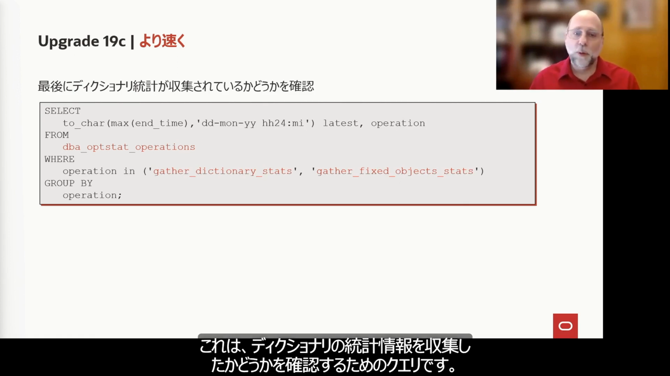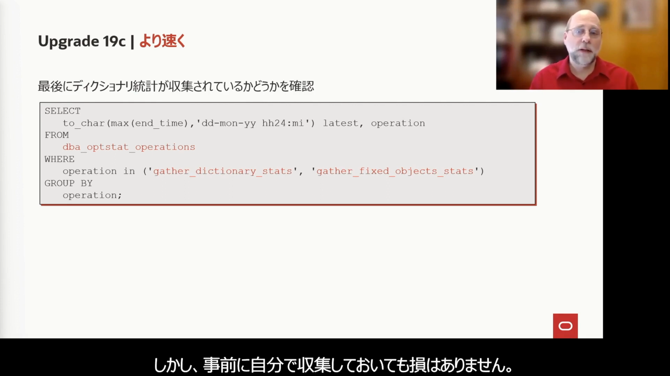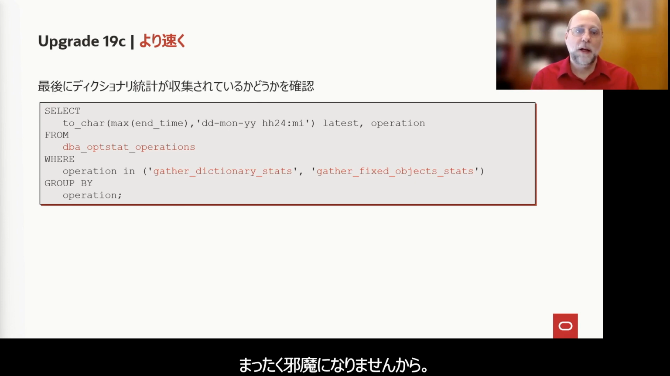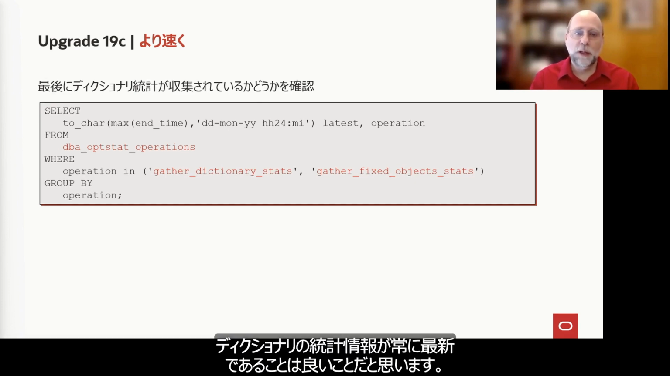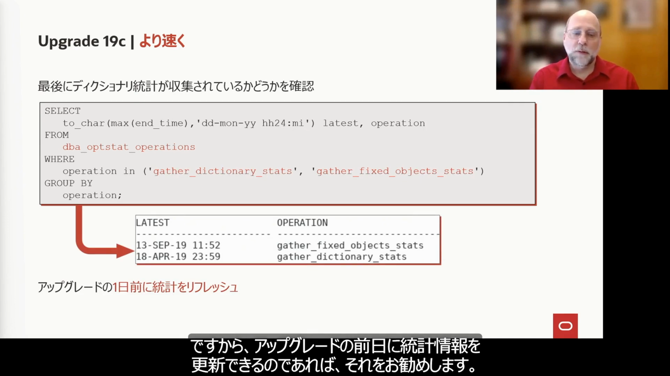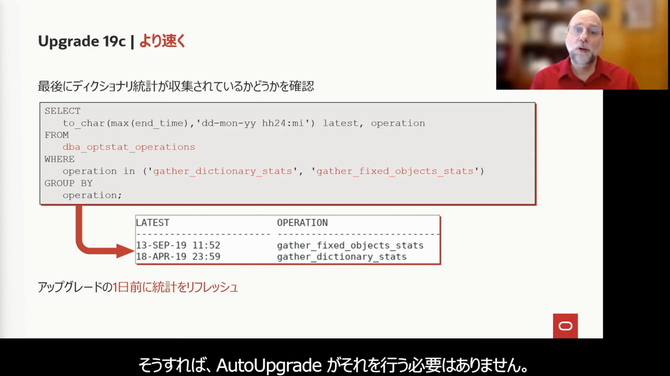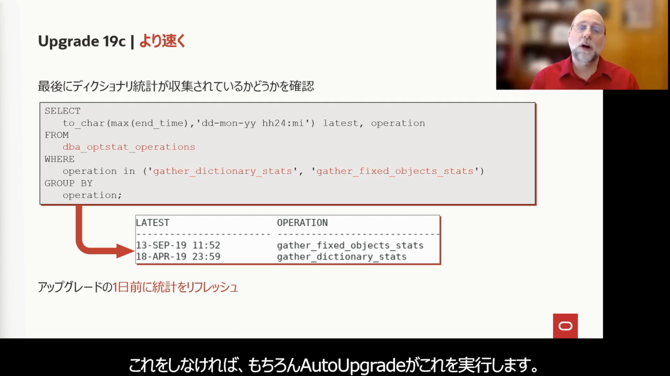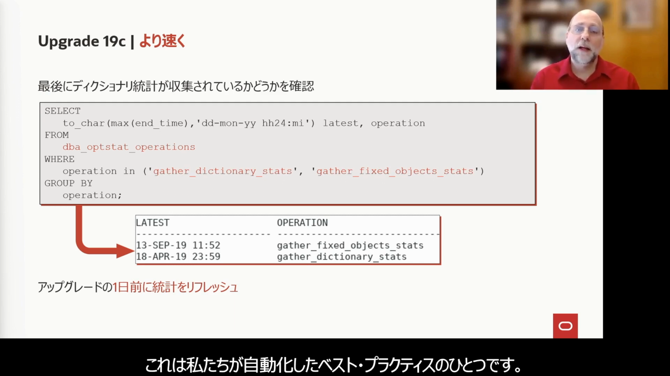This is the query that we use to find out when you've gathered dictionary stats, but it doesn't hurt to gather them yourself in advance. It's completely non-intrusive. It should always be a good thing to have the most up-to-date dictionary statistics. So if you can refresh those stats a day before the upgrade, that's our recommendation. And if you do it, then AutoUpgrade won't have to do it for you. If you don't do it, of course, AutoUpgrade will implement this. It is one of those best practices that we've automated for you.